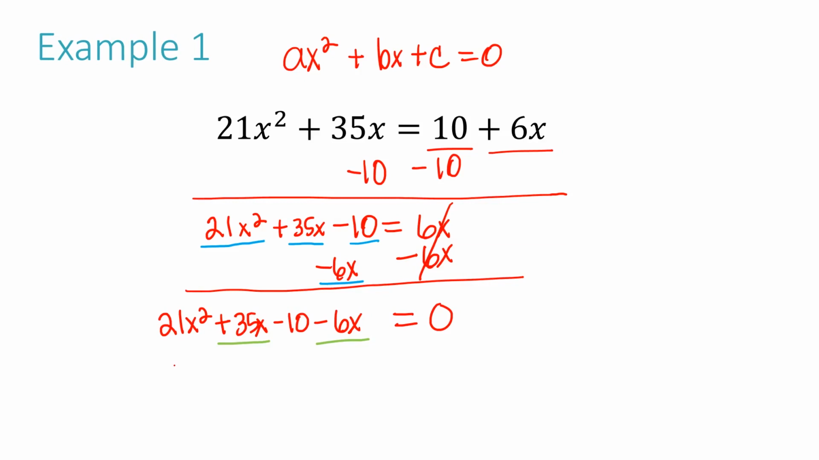So now I'm going to rewrite all of this again, but I'm going to combine the 35X and the minus 6X. And I have 21X squared plus 29X minus 10, and that equals 0. So now, after all of that, I've converted the equation that I was originally given to standard form. And so that means now I'm ready to start solving for X.